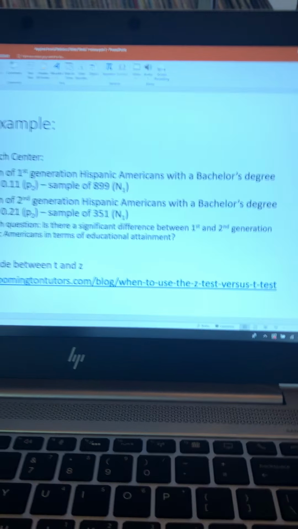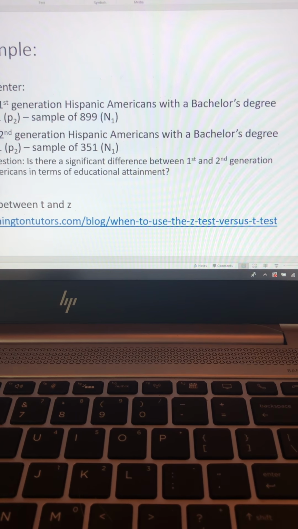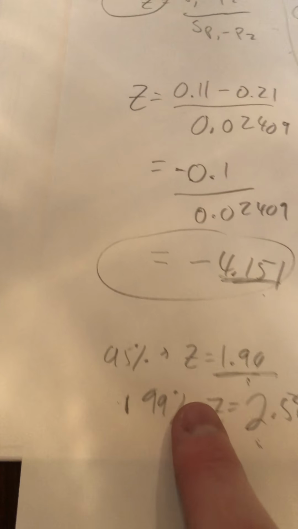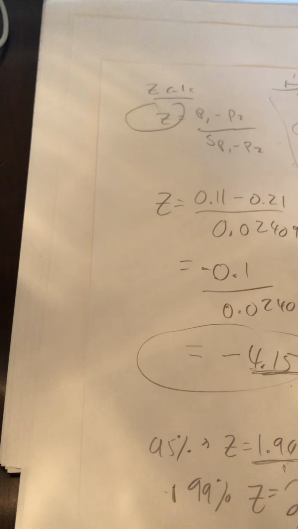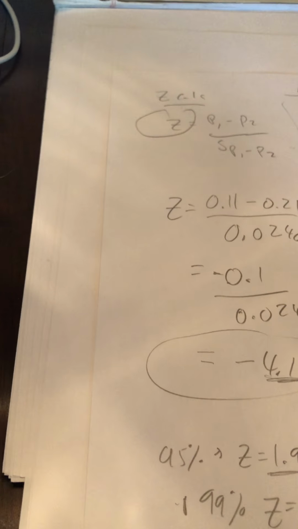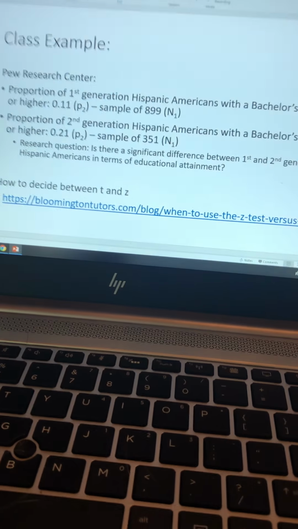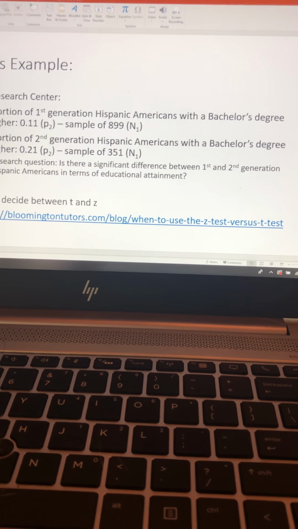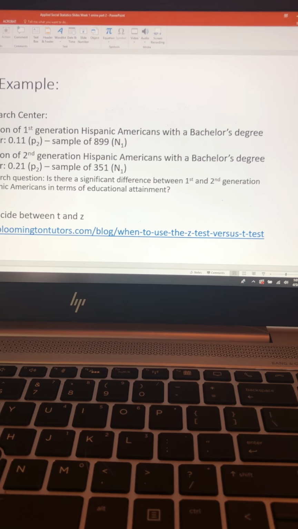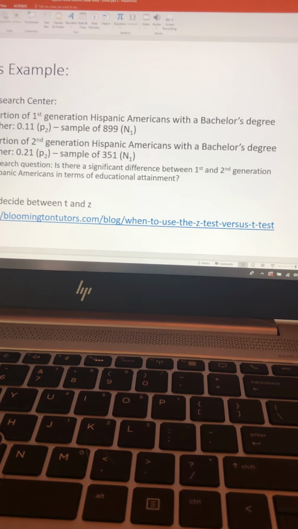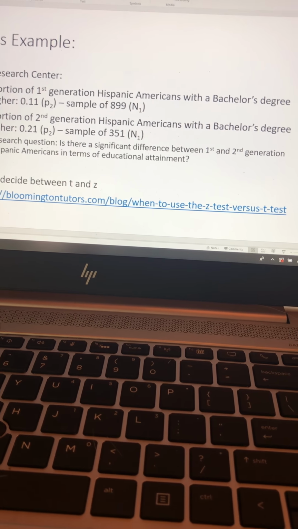So your conclusion here would be we're 99% confident, because that would be the z equals 2.58. We're 99% confident that the difference between first and second generation Hispanics in terms of education is significant. And then you could even go back and say that second generation Hispanics have a higher proportion of college degrees within their population. That's the conclusion. So you would go back to the research hypothesis. That's what you're going with, and you know that the group differences are significant.